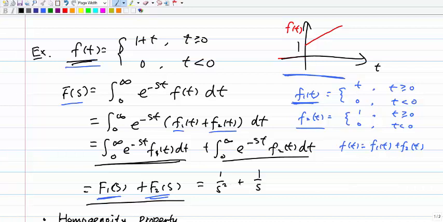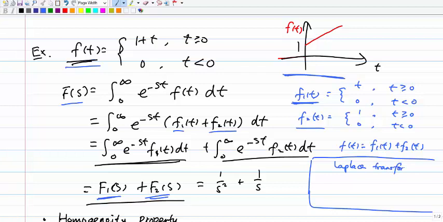Okay, so the reason we have this nice property is because there is a table. You can check the Laplace transform table. The table will give you some basic functions and their Laplace transforms. For example, the Laplace transform of 1 is just 1 over s, and the Laplace transform of t will be 1 over s squared, and so on and so forth. You can find the tables.